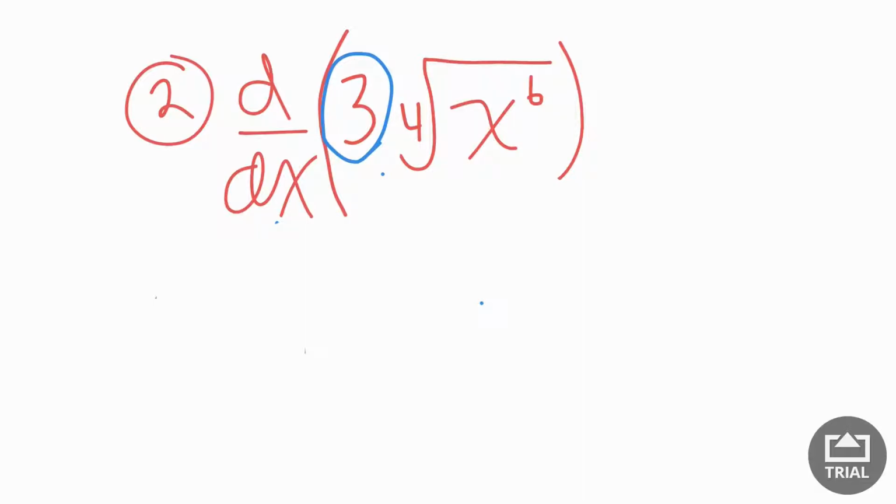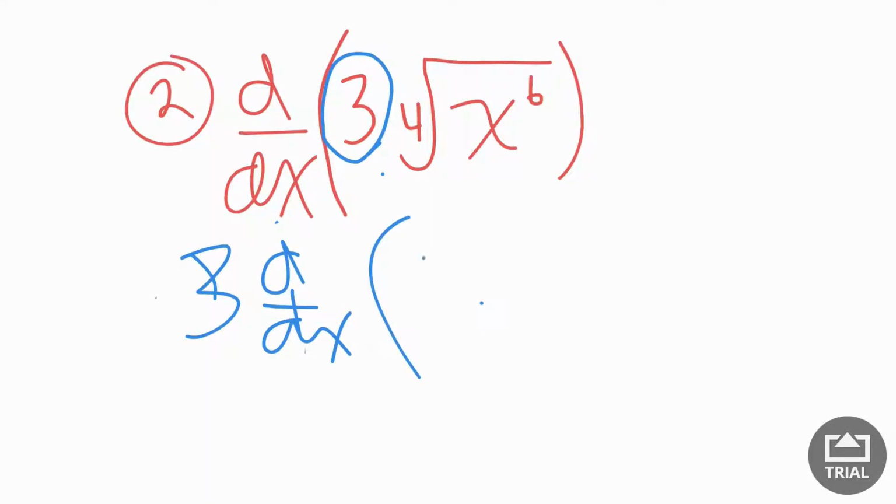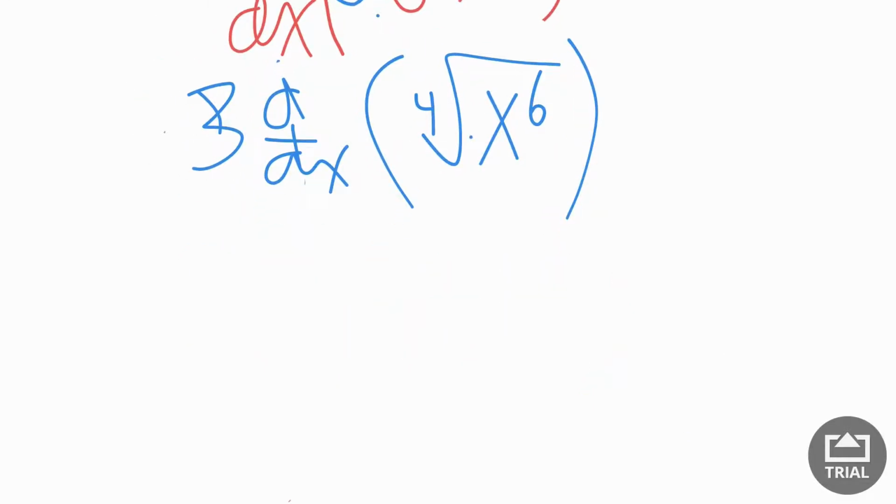I can think of this as 3 multiplied by the derivative of the fourth root of x to the 6. Or I can think of it this way as 3 derivatives of the fourth root of x to the 6. And that's the same thing, right? It just makes it a little bit cleaner when I move that outside. And I should, of course, have my equal signs there. So let's go through this.